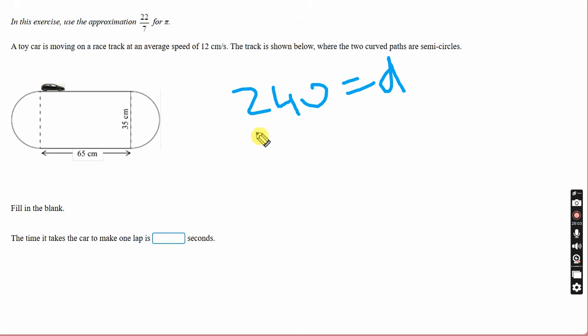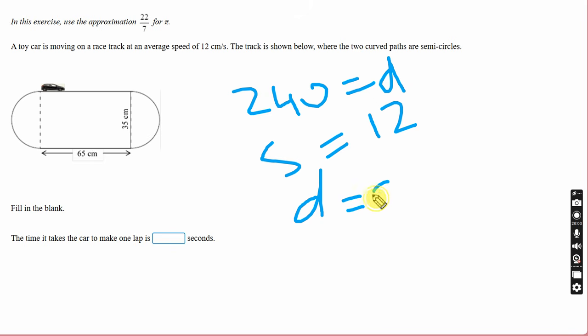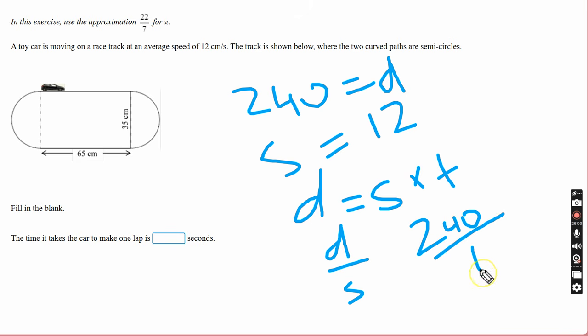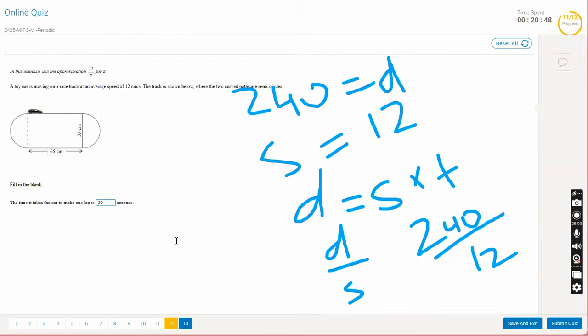What is your speed? Speed is 12. Now, when you want to find, usually, what is the formula? The formula is distance equals speed times time. Now, what do you want? You want the time. So distance over speed is 240 divided by 12. Divide by 12, what do you get? You get 20 here.